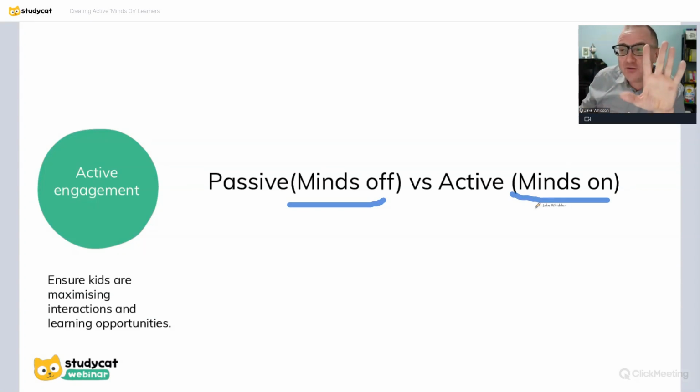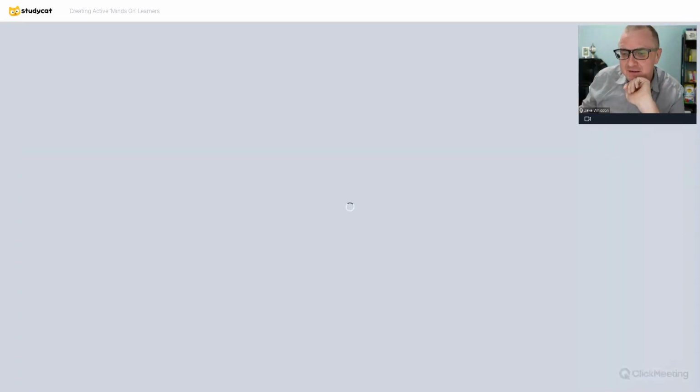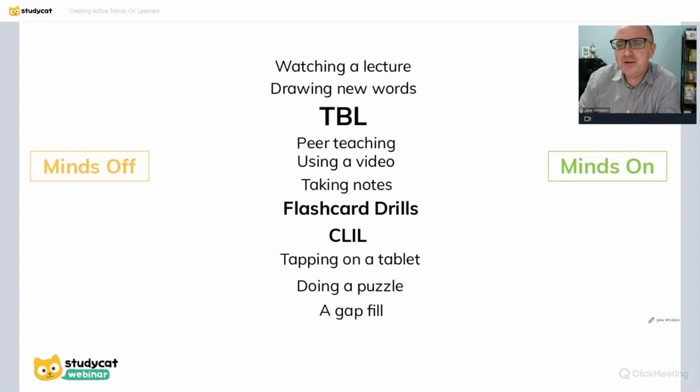So I'm going to give you some classroom activities. And all I want you to do is just type on or off. It's obviously on a scale, okay? But if you think about your classrooms, and parents, if there's any parents here, you think about when you were young and you were watching a lecture, is this minds on or minds off?